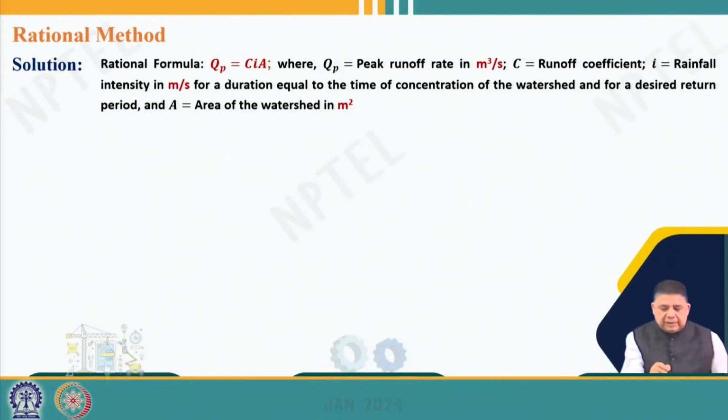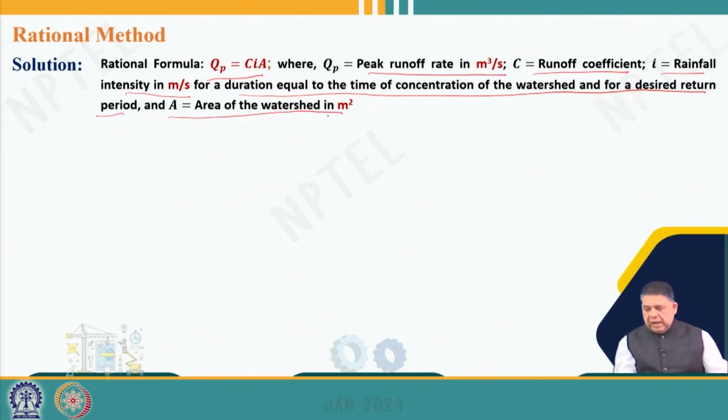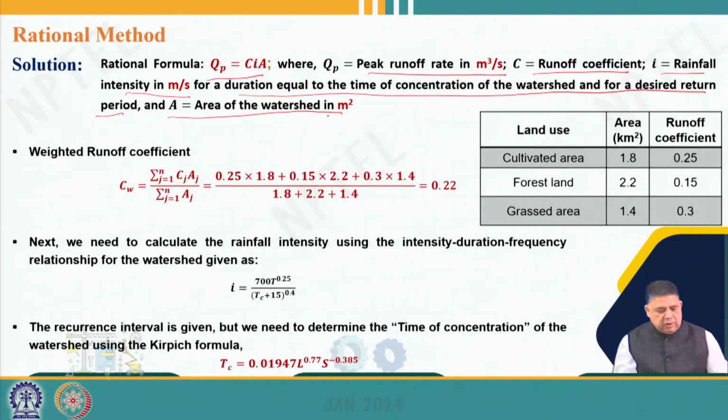So, the rational formula, just to repeat, QP equals CIA, where Q is the peak rate of runoff in cubic meter per second, C is the runoff coefficient, I is the rainfall intensity in meter per second for duration equal to time of concentration of the watershed and for the desired return period, and A is the area of the watershed in square meters. So, that is what we know about the rational formula.